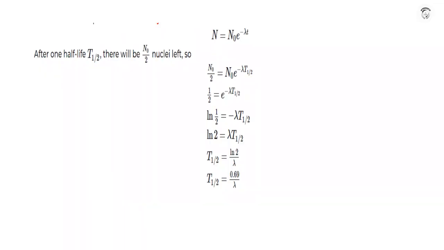Okay, and then we'll simply see. After one half-life, there will be N naught over 2 nuclei left. So N naught over 2 will be equal to N naught e raised to power minus decay constant times T half. Now, if you solve this, taking the log on both sides, we end up with a final equation which tells us that half-life is equal to 0.69 over the decay constant. It is very important for you to remember these final equations. You're going to see a few questions coming up from this part on half-life.